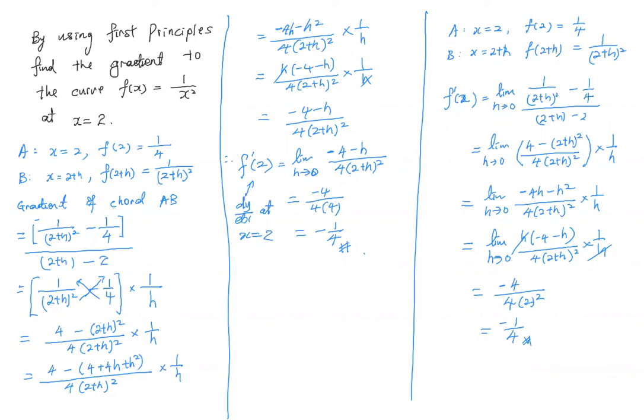Yes. So look, the one that we do and this one, is it the same? Yes, it's exactly the same. But for this one, this part is the slope of the chord AB.